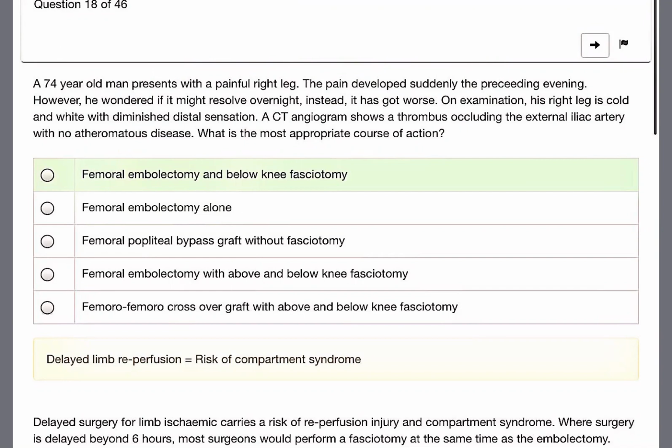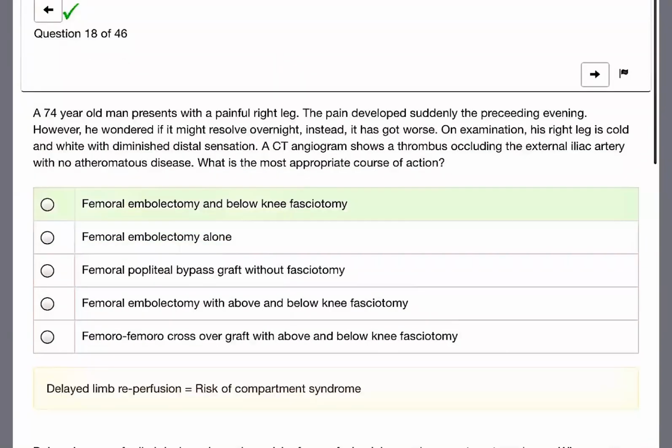This is not signs or symptoms of compartment syndrome. This is symptoms of acute limb ischemia: pain, paresthesia, pulselessness, pallor. So this is a critical limb, and I have to go for embolectomy. I don't go for a graft, so no graft, no graft, no graft. I have three options, this and this and this. Not embolectomy alone; I have to do fasciotomy.